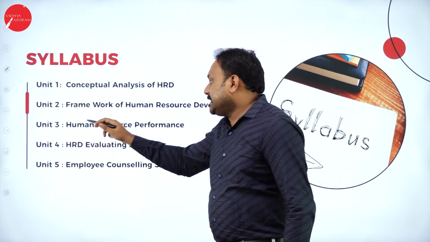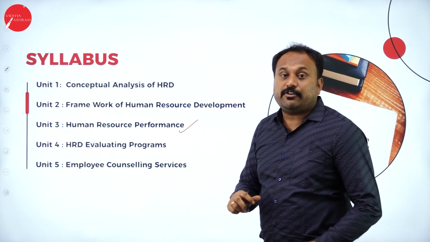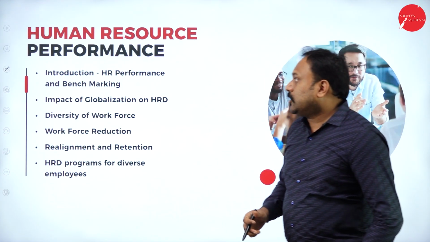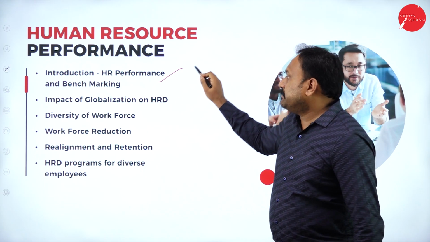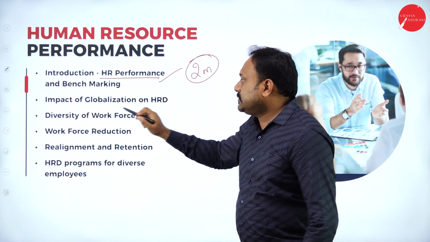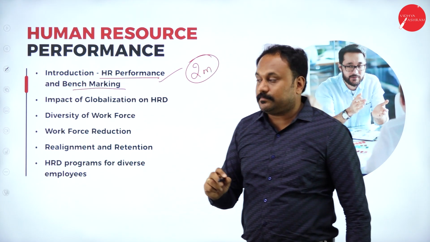Next, the third chapter is human resource performance. Now in this chapter, what are the topics which are going to come? The topics are HR performance and benchmark. It is a 2 marks question. They can ask you a question, what is HR performance or what is benchmarking?